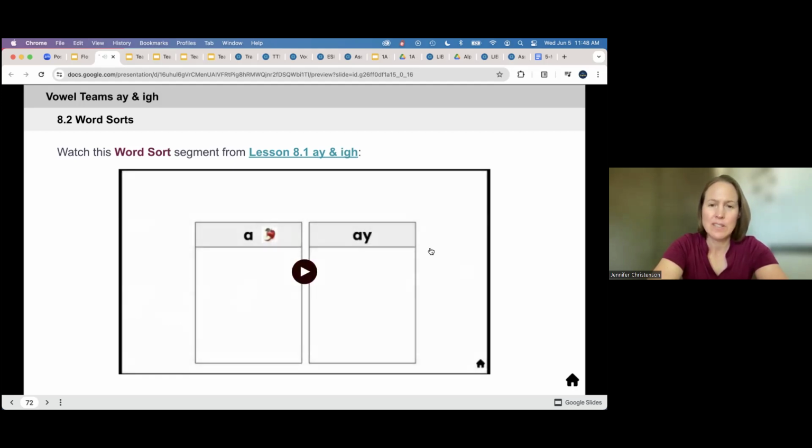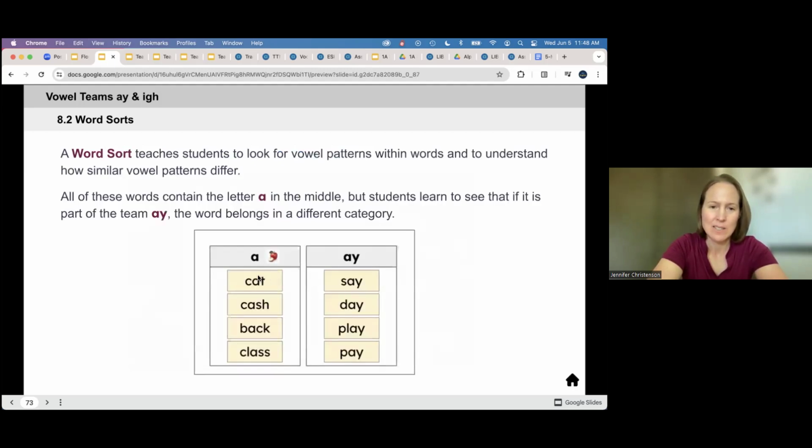So you'll notice that at the beginning of that activity it was actually pretty tricky for the student, because all of these words have the same letter A in the middle. And so this activity helps the student understand that if the letter A is in this vowel team, it represents a different sound and a different type of word.